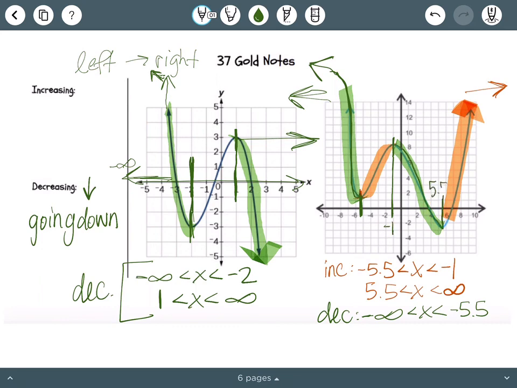So it's decreasing from -1 on the x-axis to 5.5. And that is how we do increasing and decreasing on a graph.